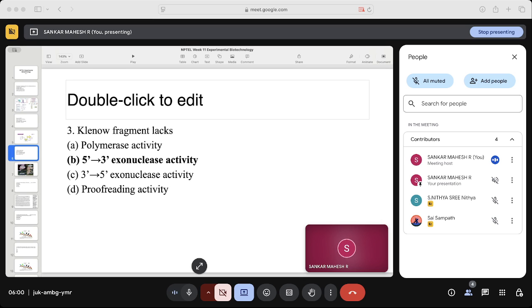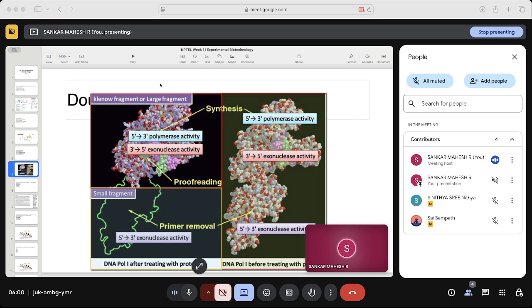Right, good. So, like you had mentioned, the DNA polymerase is a very large enzyme which has three activities. One is for the synthesis, that is 5' to 3' polymerase activity. Then it has exonuclease activity, and it has two different exonuclease activities: one is 3' to 5' exonuclease activity, the other is 5' to 3' exonuclease activity. The 3' to 5' exonuclease activity is where we have the proofreading.